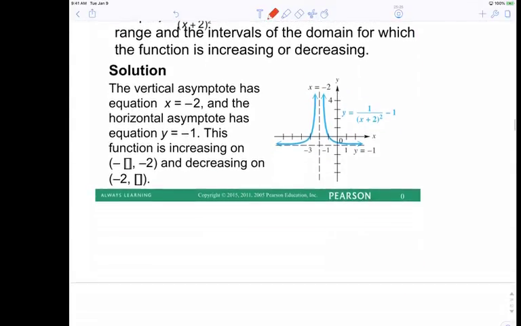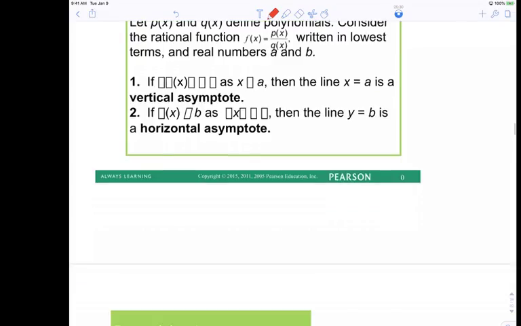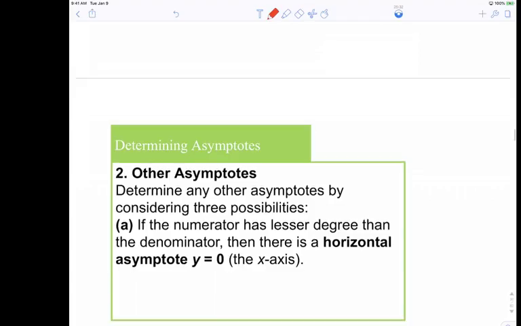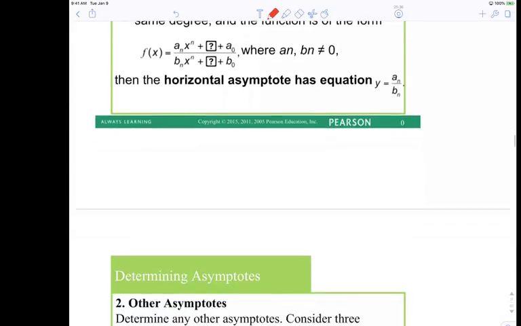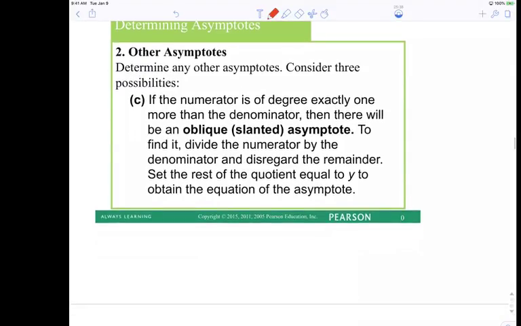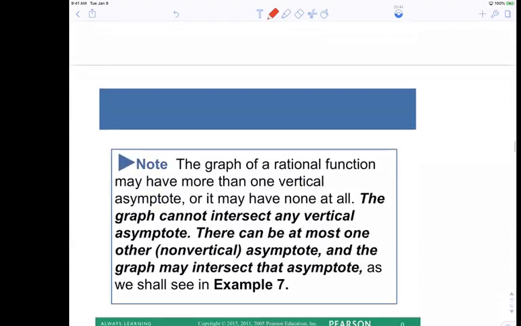I want to work one more example. Okay, so this is where we're getting into some of the asymptotes. We've mentioned it already. The oblique or the slanted occurs when the degree of the numerator is larger than the degree of the denominator by 1 degree. Then we would do a slant asymptote.